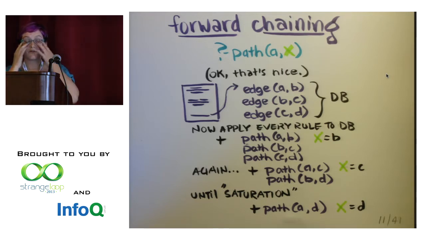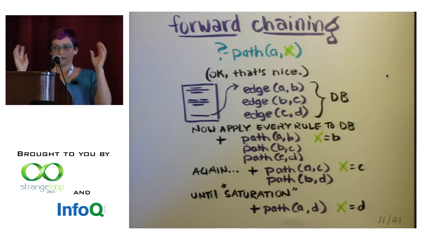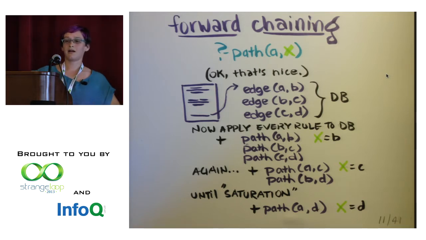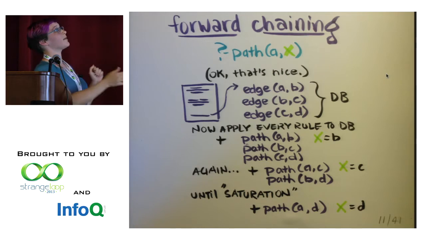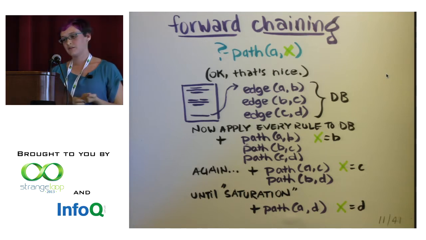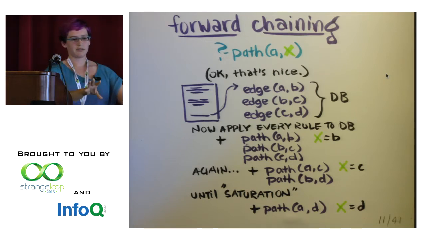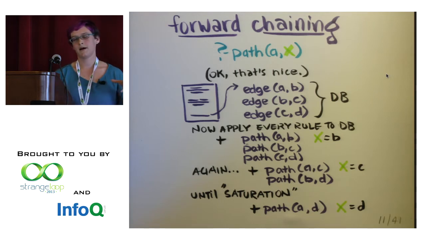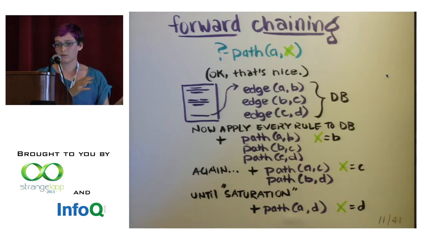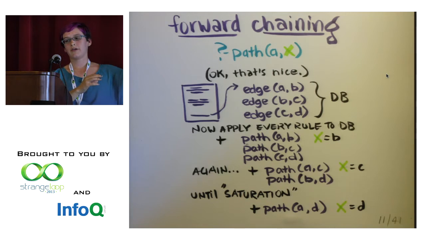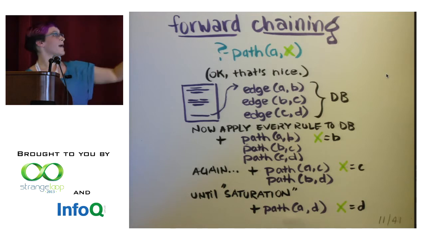So what forward chaining does is we give it that query, and it's like, OK, that's nice, I don't care. I'm just going to look at the program and first pull out all of the edge facts and throw them into something that I'm going to call a database. Then we want to apply every rule that can apply to those facts to everything in our database. So we add in the path facts corresponding to each of those edges. And along the way, maybe we notice that there's already an answer to our solution.